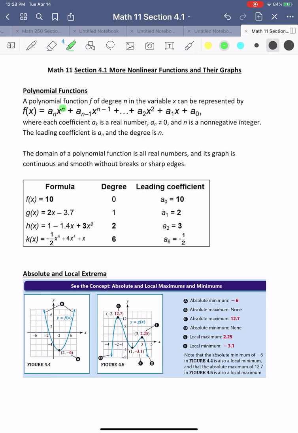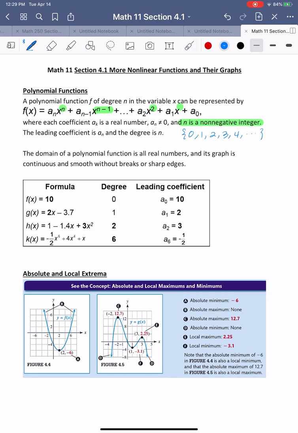The degree, this is the degree. As long as the degree is a whole number, which we call a non-negative integer, meaning a number like 0, 1, 2, 3, 4, okay? Those numbers are the non-negative integers. Then we call that a polynomial function. And the coefficients are okay to be any numbers.